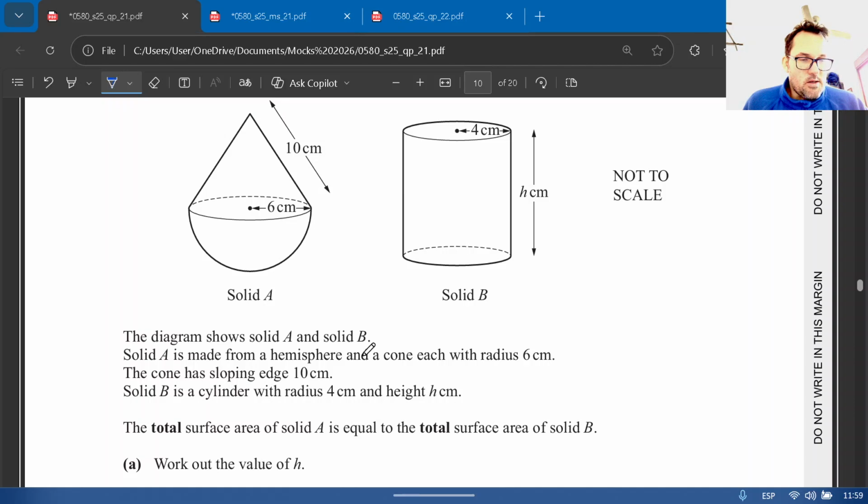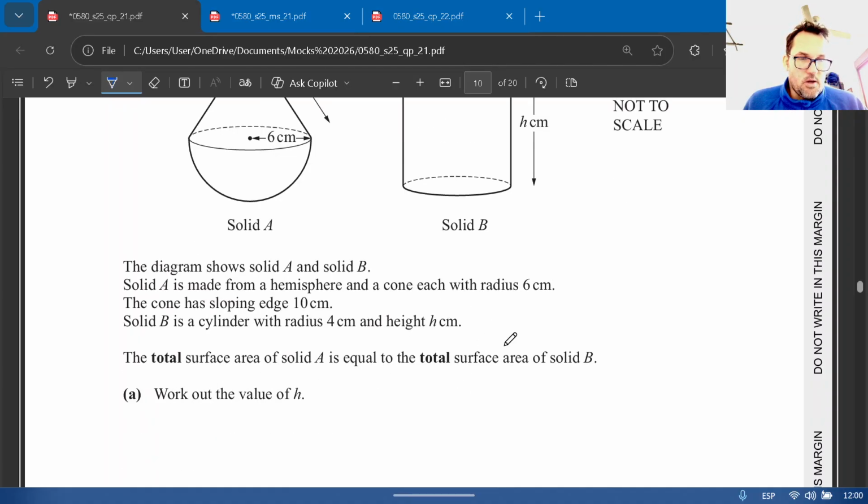Every little detail is important. Even though you can see it, they tell you it again. They tell you it again, even though you can see it, it means you're going to have to use each one of these words has a meaning. Solid B is a cylinder, yeah, I can see that, with a radius of 4, yeah, I can see that, and a height of h. That's silly, people, don't give me the height. The total, in bold, surface area of solid A equal the total, again in bold, so it must be important, of B. Okay, work out the value of h.